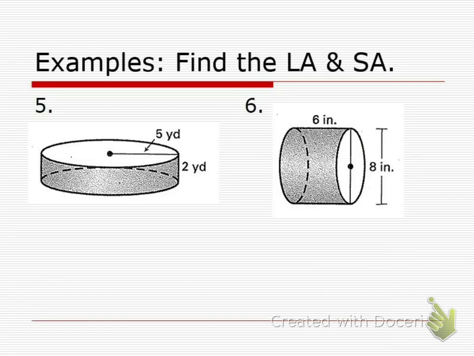All right, we're finding lateral area and surface area still, but now we've got cylinders. So our surface area is 2 pi r squared plus 2 pi r h. I'm just writing it up at the top so that I've got it as a reminder.